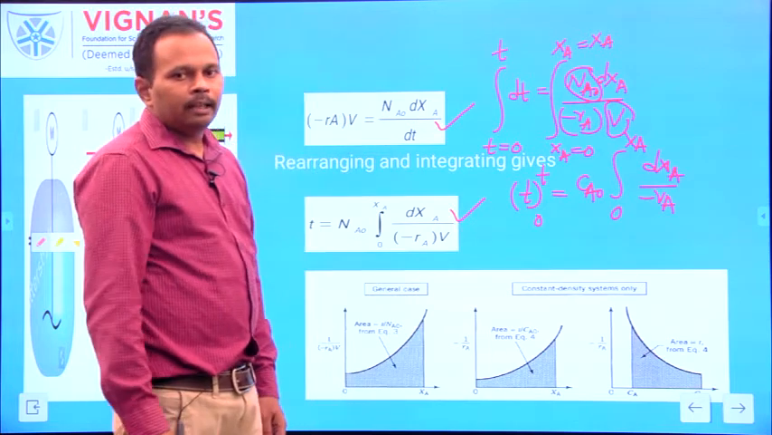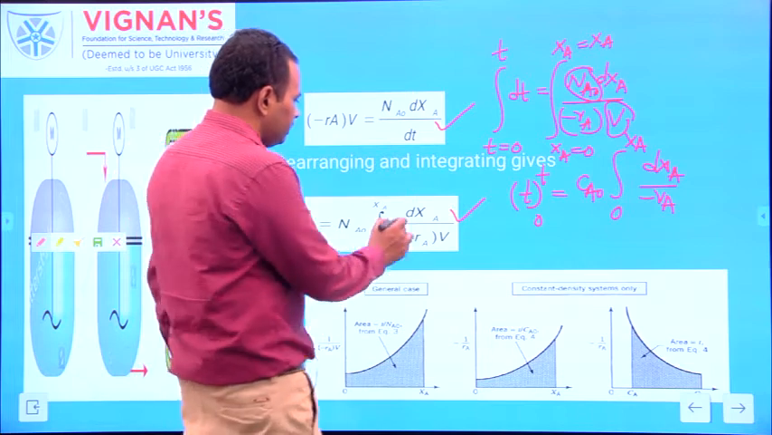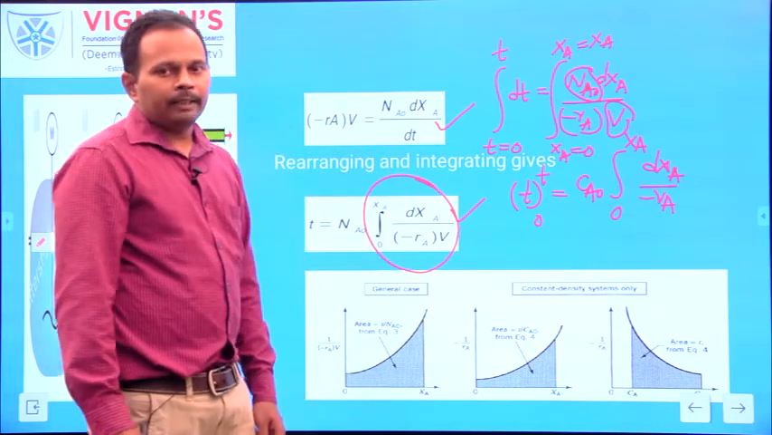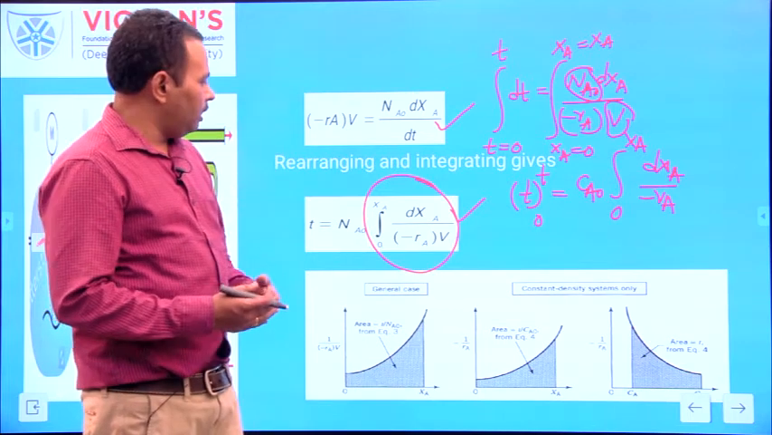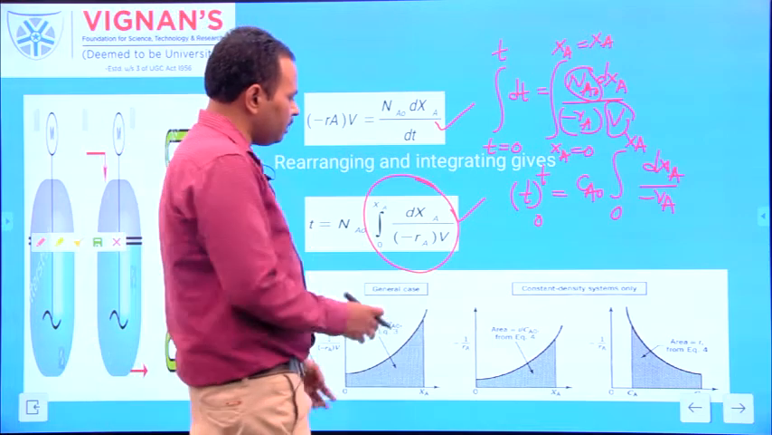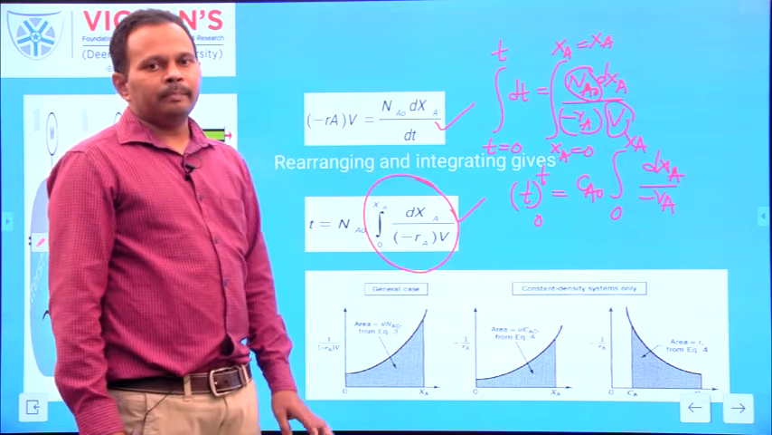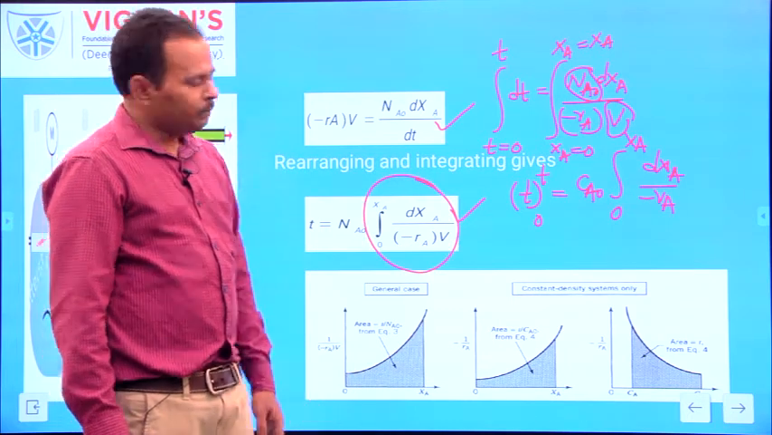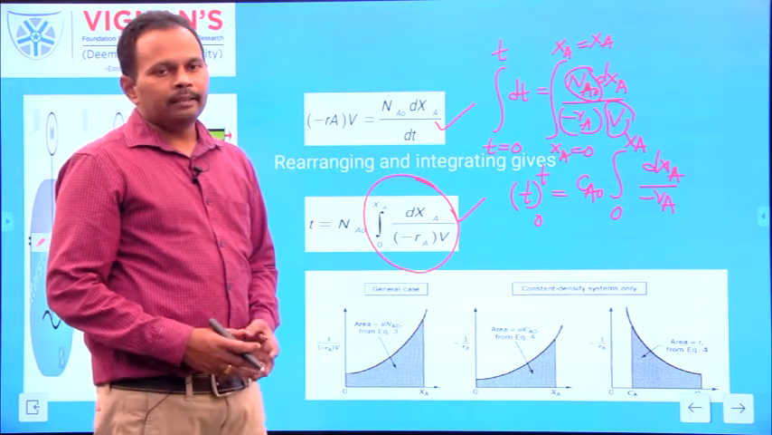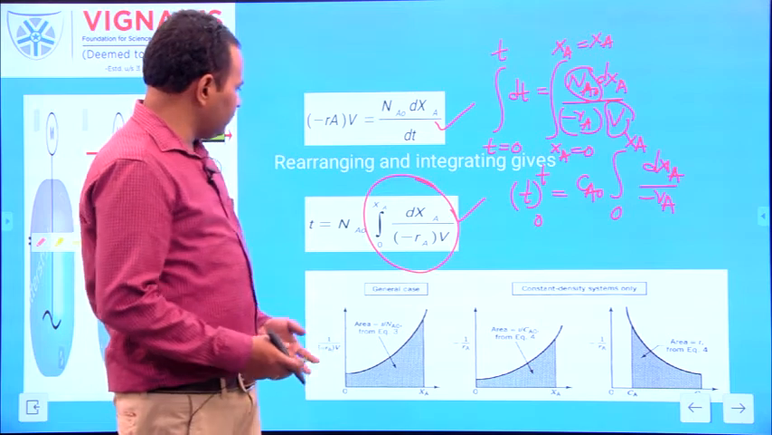Why should we plot the graph? To find out the right hand side integral. To find this integral, you can find it numerically or you can find it graphically. If you want to find this numerically, you should have the relation of minus Ra as a function of Xa. Once you have the relationship between minus Ra and Xa, you can find this integral numerically. Otherwise, you can find the right hand side integral graphically, if you have the experimental data of minus Ra versus Xa.